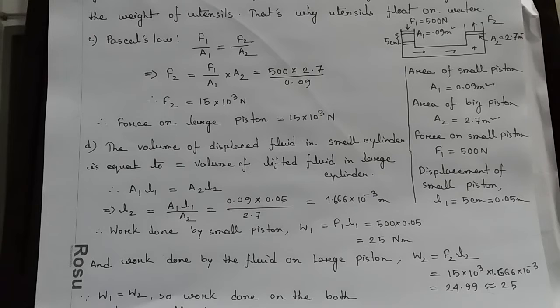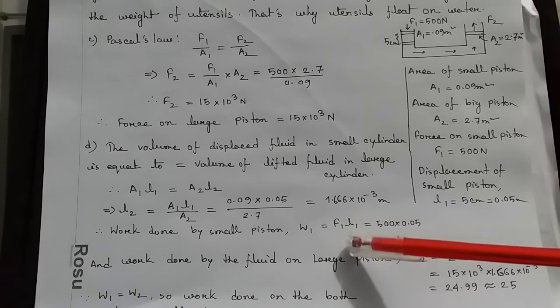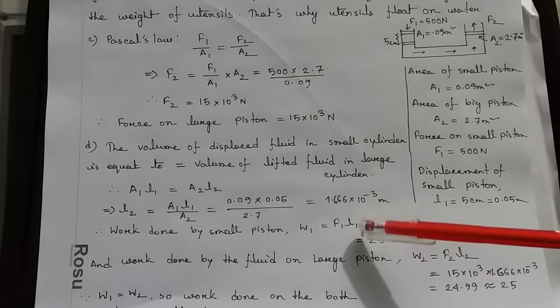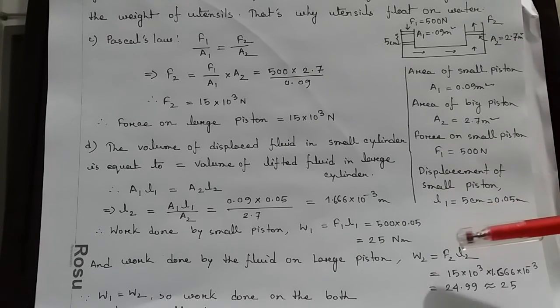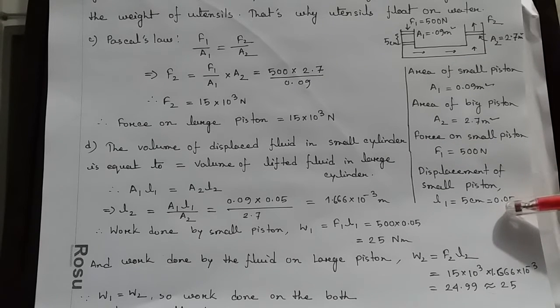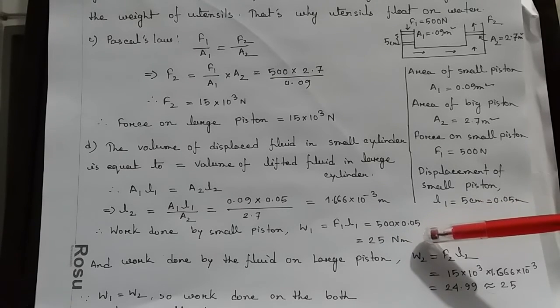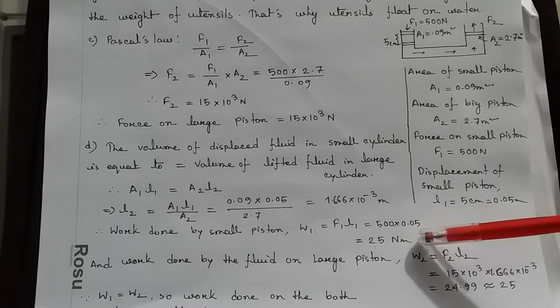So for the first piston, if work done is W1, the equation will be F1 L1, where the value of F1 is given in our question. L1 is also given, that is 5 centimeter, and if we convert into meter, that will be 0.05 meter. So by applying the values here we get the total work done as 25 Newton meter.